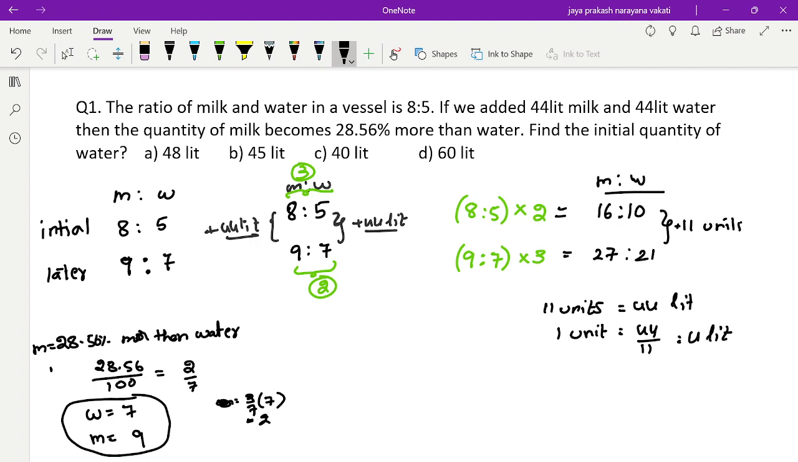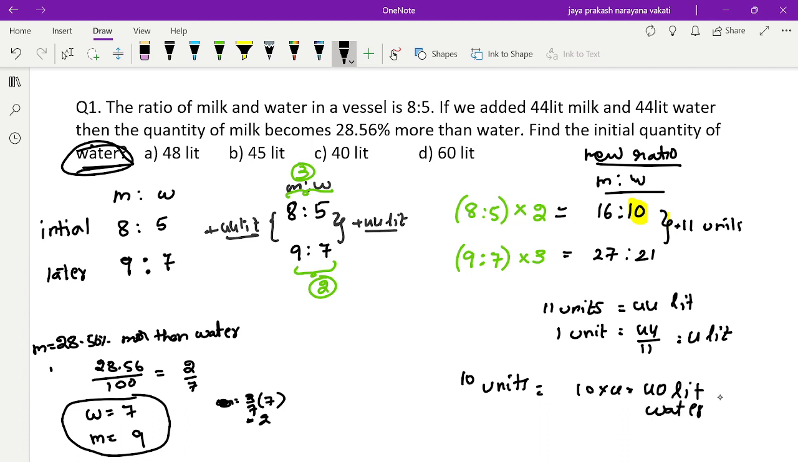Now what he asked us to calculate: find the initial quantity of water. So for the initial quantity of water, this is the ratio you need to concentrate on, guys. This is the new ratio. We have already manipulated our previous ratio. So in this, what is the water quantity? 10 units. So 10 units will be 10 into 4, which is 40 liters of water in the initial quantity. Clear?